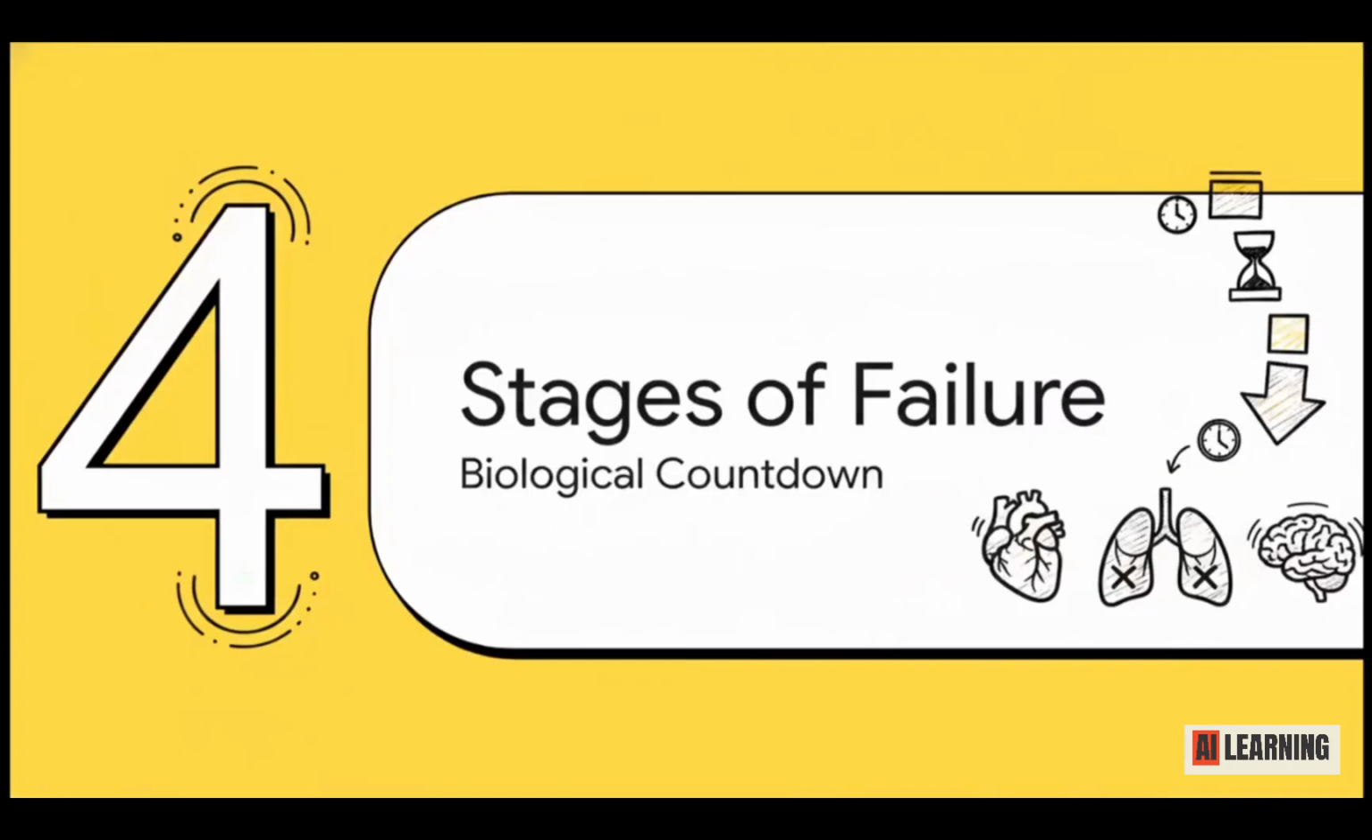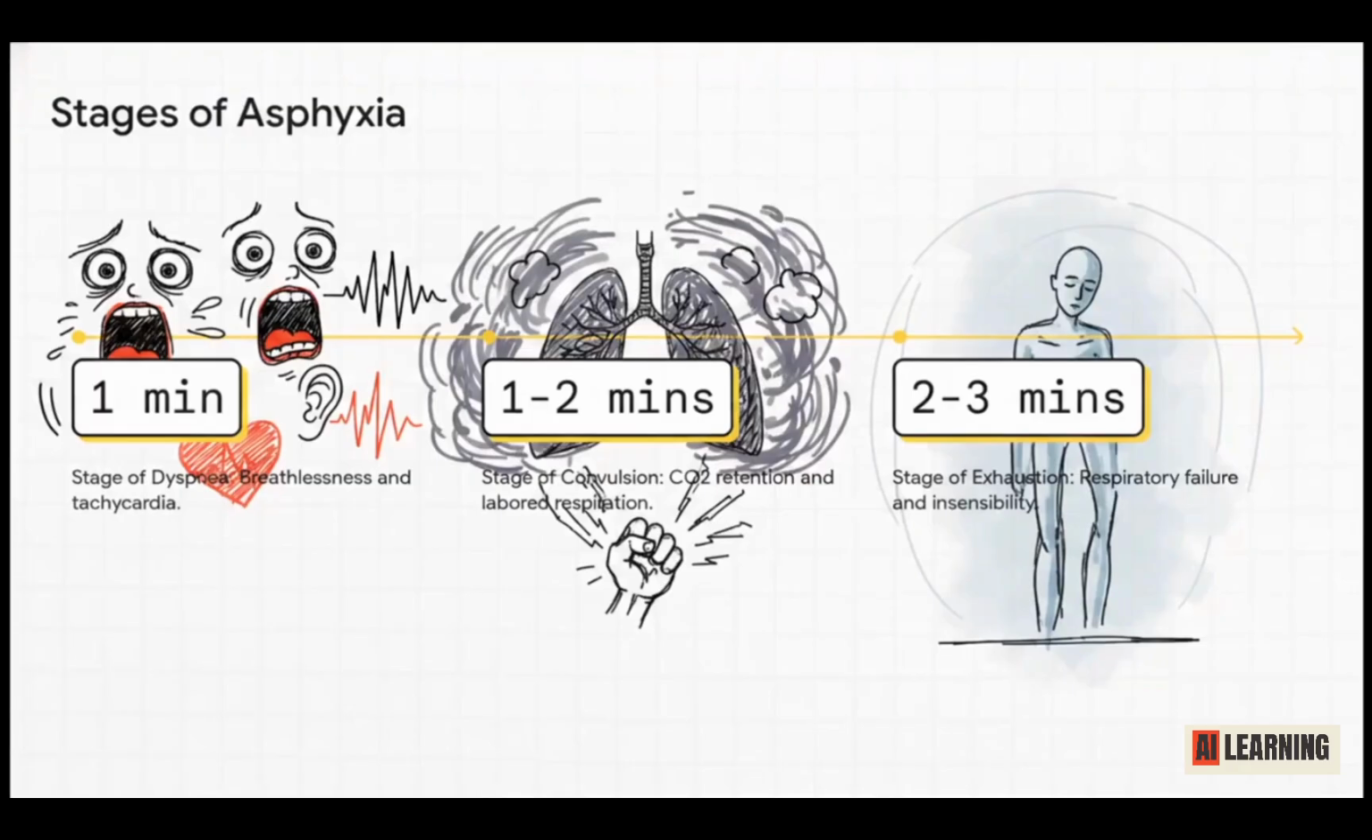Which brings us to Section 4, the 3 stages of failure, the actual biological countdown. When this countdown begins, the speed of the shutdown is honestly terrifying. We're talking about a total window of just 4 to 6 minutes from a normal resting state to irreversible damage. In the very first minute, we hit the stage of dyspnea. This is pure panic, intense breathlessness, a racing heart, which doctors call tachycardia, and ringing in the ears.